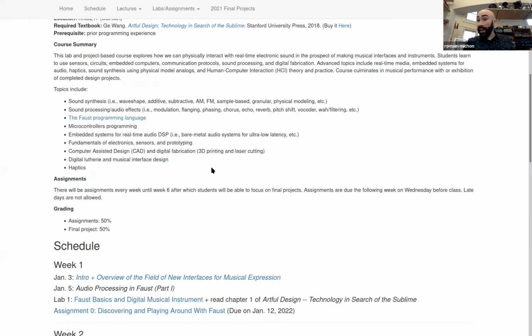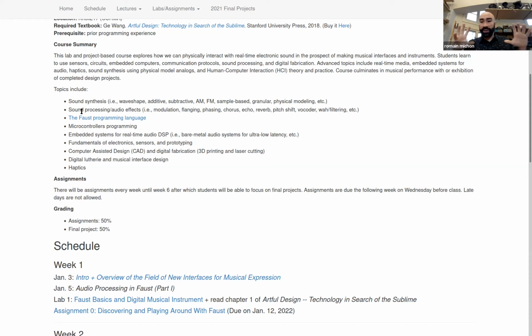So speaking of the topics of the class, we're going to talk about sound synthesis, and that's something we're going to do mostly in the first 2 weeks of the quarter. So if you haven't done sound synthesis before, we'll get you started on basic techniques like wave shape synthesis, additive, subtractive, AM, FM, etc.